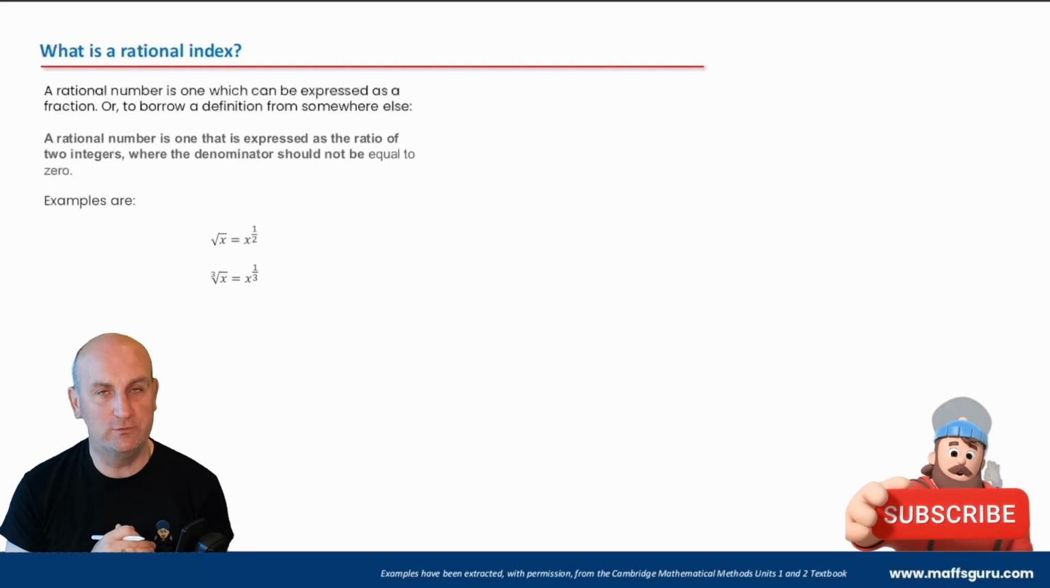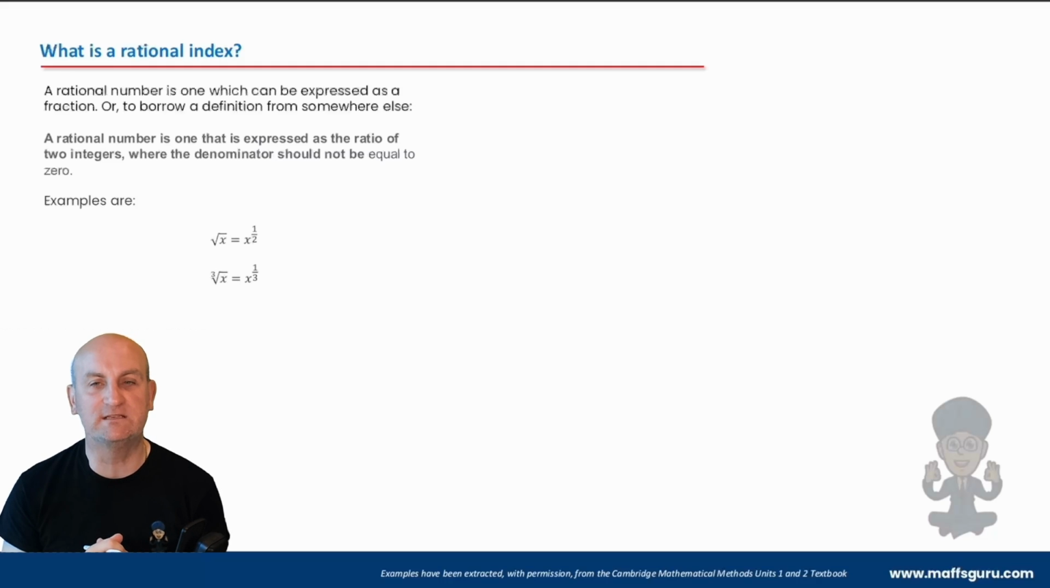Now, a rational number, as it says here, is one which can be expressed as a fraction, or to borrow a definition from somewhere else, a rational number is one that is expressed as a ratio, i.e. a fraction, of two integers, where the denominator should not be equal to 0. For obvious reasons. If you try and divide by 0, you're going to get infinity. And that's a construct. It's not a real number. So let's look at a couple of examples.